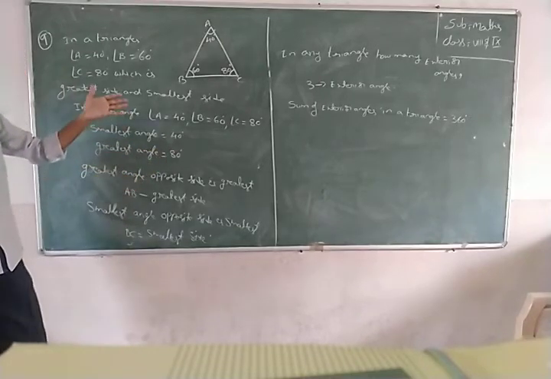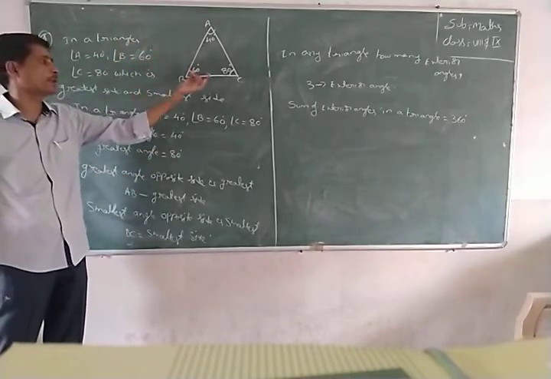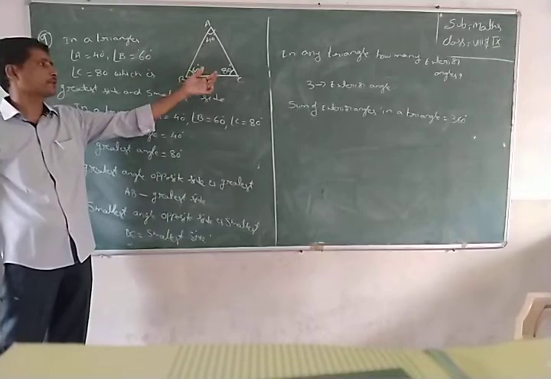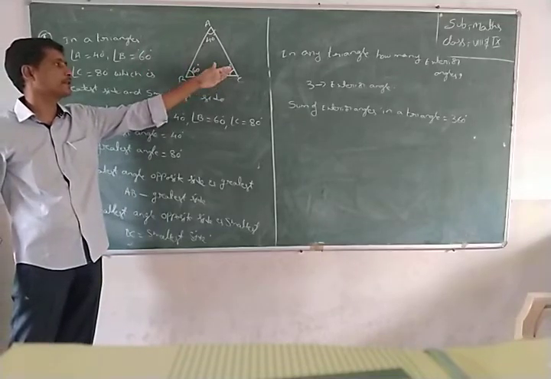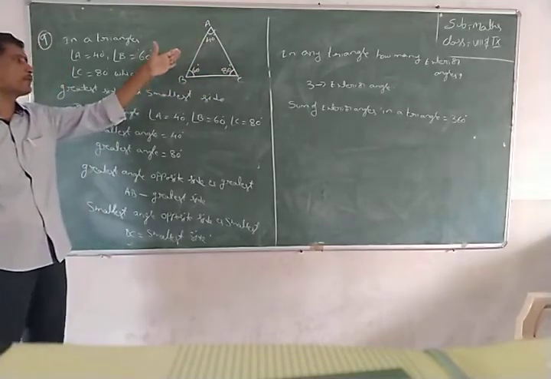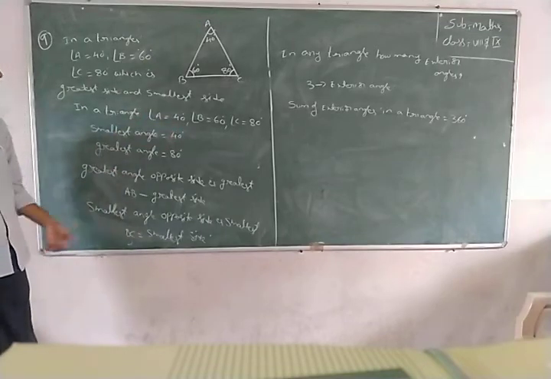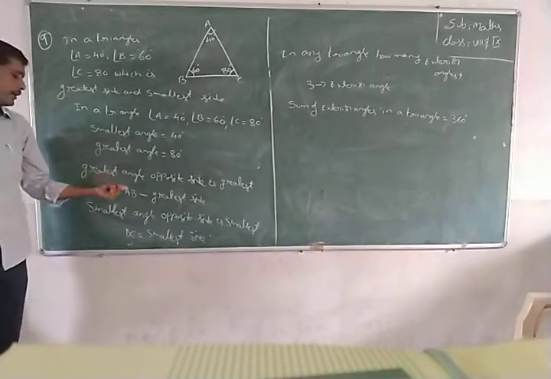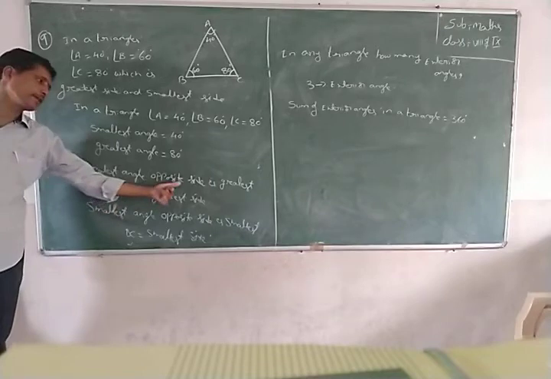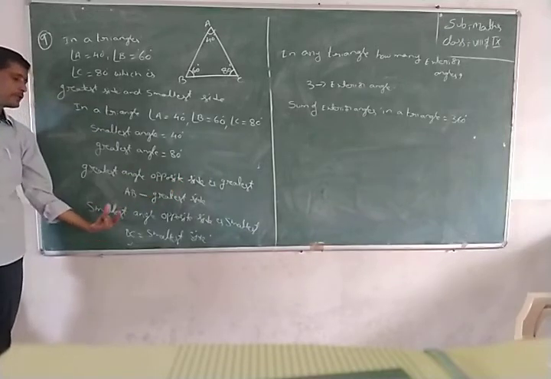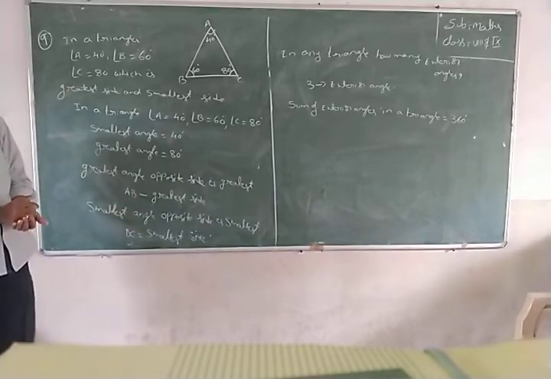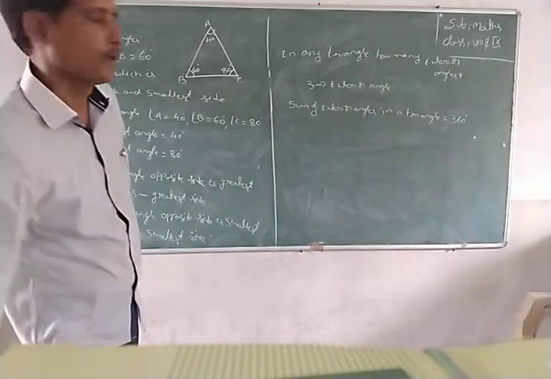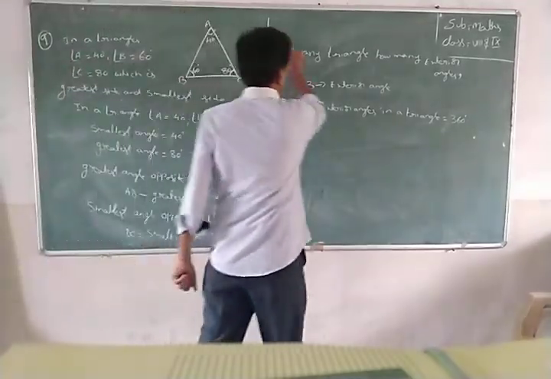Here, the side opposite the smallest angle is the smallest side, that is BC, and the side opposite the greatest angle, 80 degrees, is AB. Therefore, that is the greatest side. So the relation is: the side opposite the greatest angle is the greatest side, and the side opposite the smallest angle is the smallest side. Sometimes only sides are given.